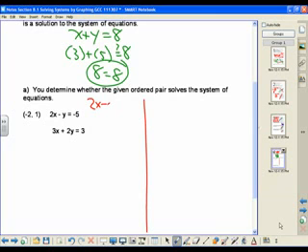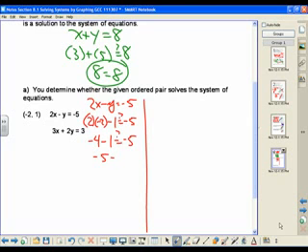So for the first one, I have 2x minus y equals negative 5. Does 2 times negative 2 minus 1 equal negative 5? Negative 4 minus 1, does it equal negative 5? Negative 5 does equal negative 5. So this point is on the first line. But to be a solution, it must be on both lines. So the second one, 3x plus 2y equals 3.